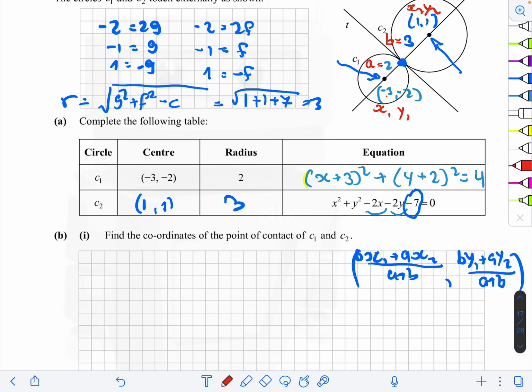So now we're putting it all together into the formula. It says b, which is 3, multiplied by x1, which is minus 3, plus a, which is 2, multiplied by 1, all over a plus b. That's the x of the point.